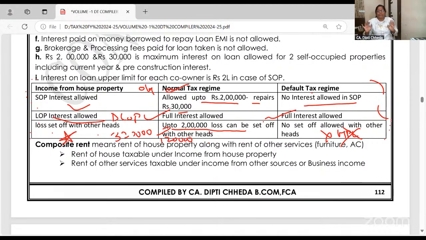In the default tax regime, for self-occupied, no interest is allowed. For let out, full interest is allowed. But if there is a loss, you cannot set off the loss with other heads. Whereas here, in the old regime, loss can be set off with other heads up to 2 lakh. If you want, take a screenshot, note it down, and score super duper marks in the exam.